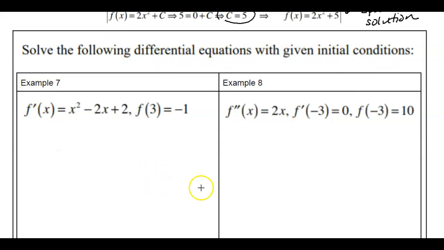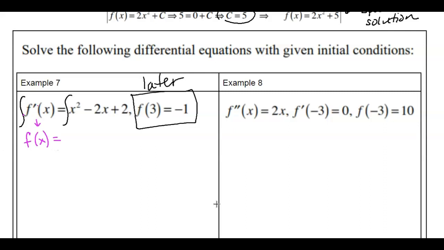So it sounds super hard, but it's the same process we've been doing. It's just going to be more steps. So what we want to do is integrate both sides, okay? So we're going to keep this for later. If I integrate the derivative, I get the original function. See, I can do the left, and then we're going to do the right.